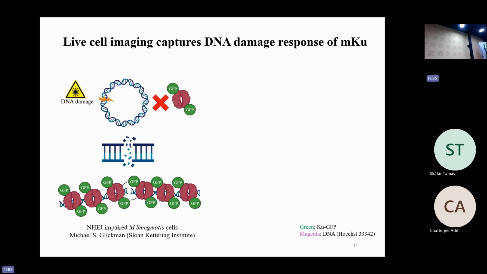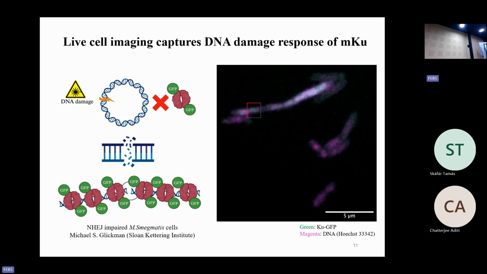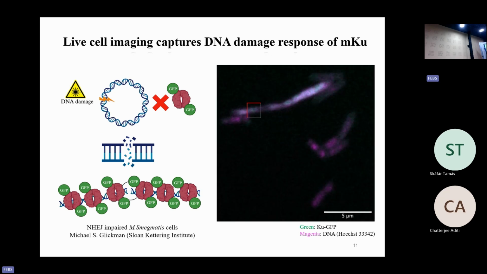Once we created the DNA damage by laser damage, with a 405 nanometer laser at a region of interest of 1 by 1 micron, we created a site-specific DNA damage, and you would see there is a rapid influx of the protein at this damaged spot.